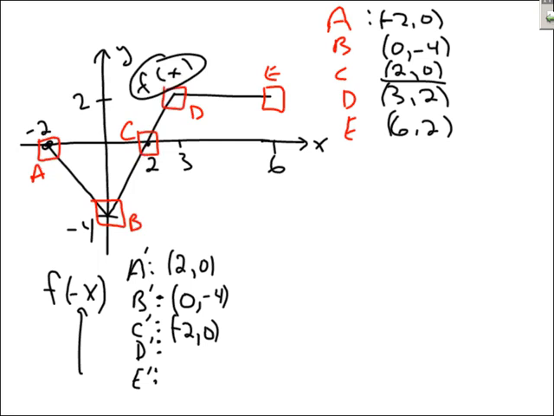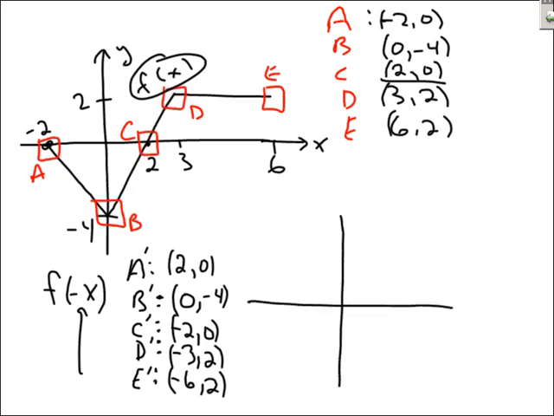3, negative 2 is D. B prime is negative 3, 2. Point E is 6, 2. Change the sign of just the x value. And these are the 5 points that we're going to graph or plot, and then we draw it.